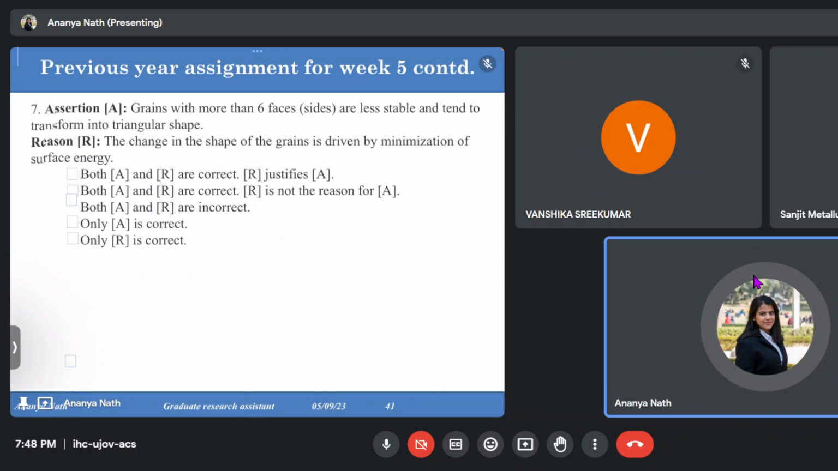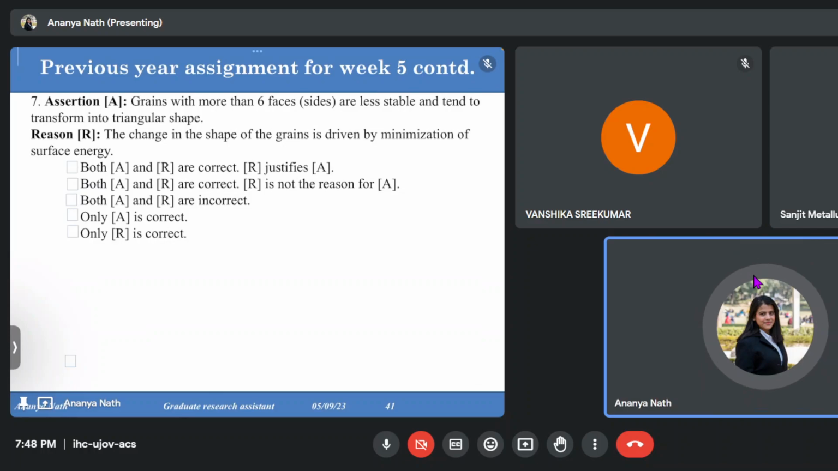So again, there is an assertion and reason type question. The assertion is grains with more than 6 phases or sides are less stable and tend to transform into triangular shape. The reason is the change in the shape of grain is driven by the minimization of surface energy.